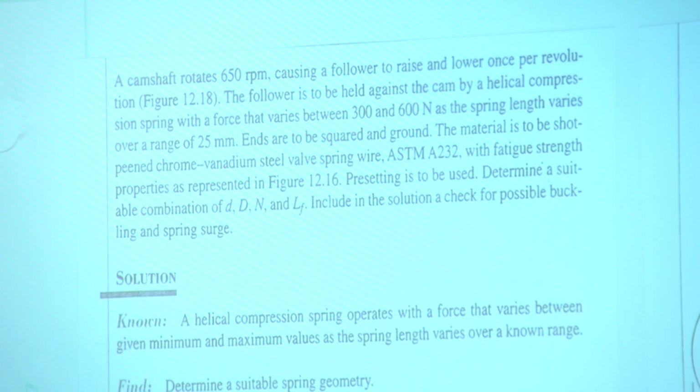We'll do our own fatigue strengths. Presetting is to be used, determining a suitable combination of d, that d is the wire diameter, big D mean coil diameter, number of coils, and the free length. Include in the solution a check for possible buckling and surge.